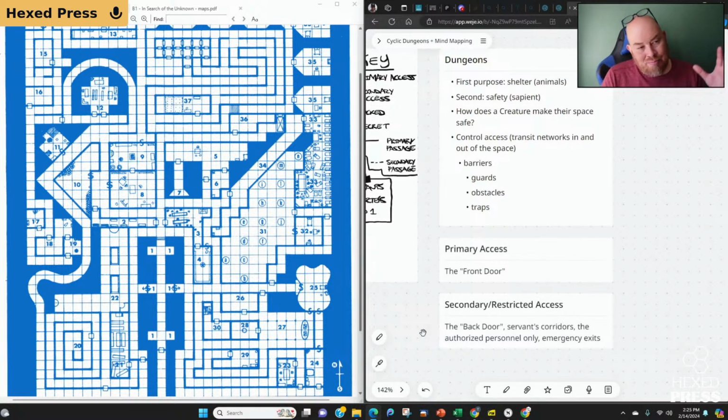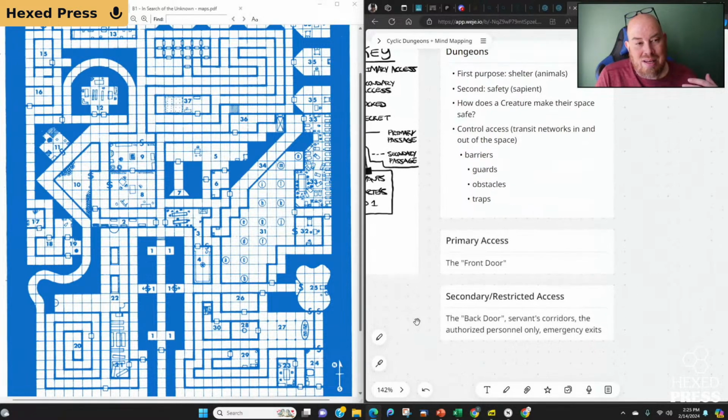But anyway, circumstances notwithstanding, you probably want some kind of back door. I don't know why you wouldn't have it if you could have it. That is that secondary restricted access. But again, it can also be servants' corridors, or authorized personnel only, all that stuff. That's your secondary stuff. So it's still, in a sense, a legitimate access way. It's meant to be used as a network of transit, but it's not for everybody.